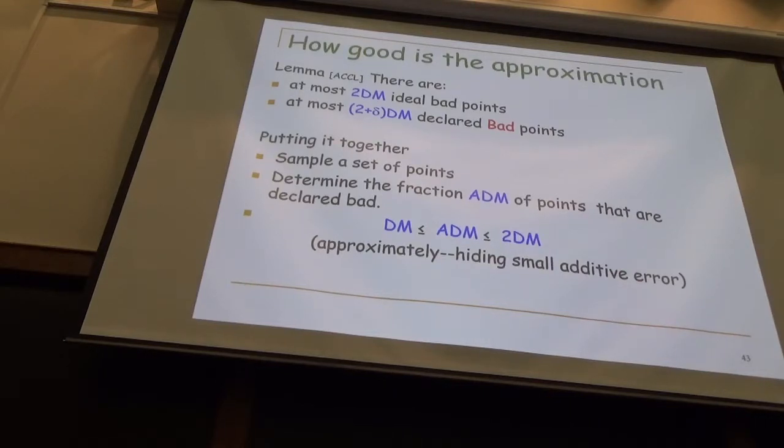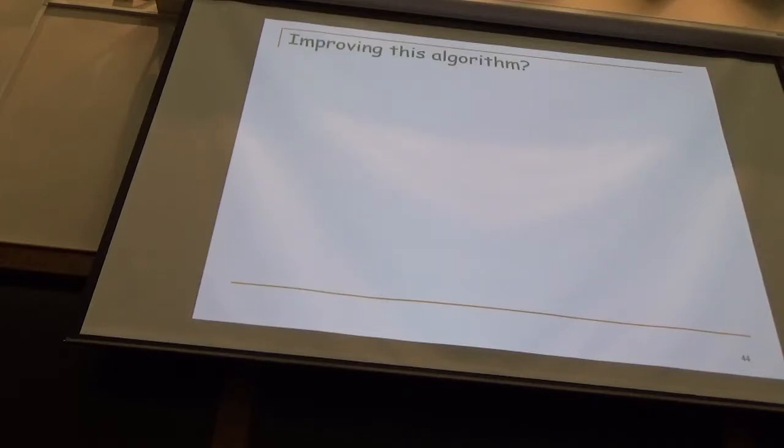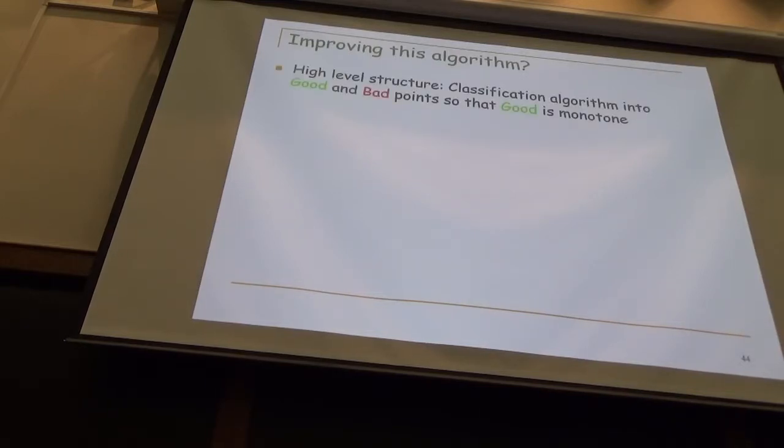Okay, so that's their algorithm. It gets this factor of 2 up to this additive error. And what we were setting out to do was to see, can we replace the 2 by 1 plus epsilon? So you could look and say, well, can I improve this algorithm? What can I do with this algorithm? And so let's look at the high-level structure.